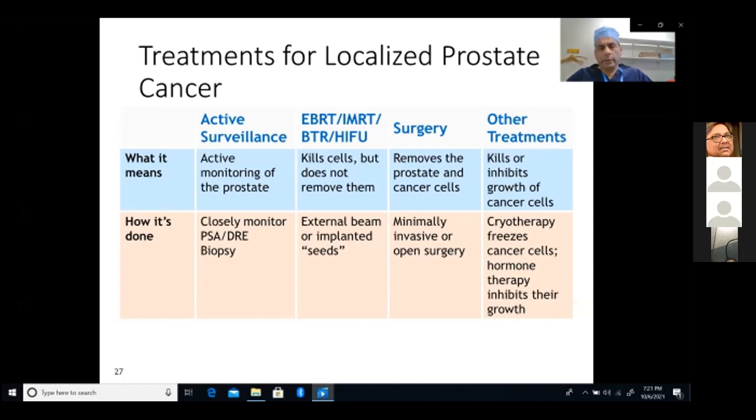And then 10 years ago, we used to offer keyhole surgery, laparoscopic radical prostatectomies. But now we have moved on to robotically assisted radical prostatectomy, which is the gold standard. And then we have other treatments, such as cryotherapy. And then you can have hormone therapy to inhibit their growth. And then we have newer medications, which mainly are for metastatic disease, which we are not addressing today. We are in localized prostate cancer.